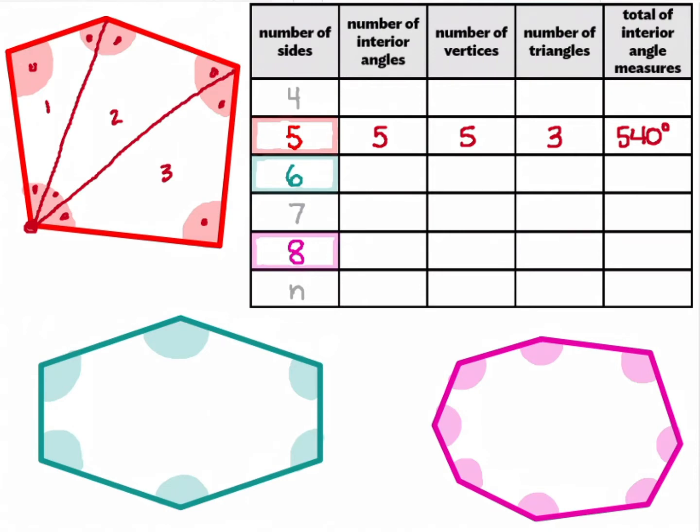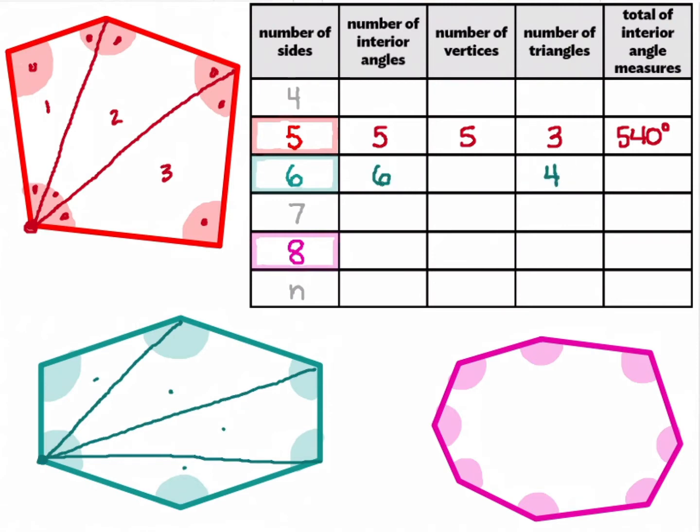Let's look at the hexagon. Pick a vertex, connect, connect, connect. How many triangles? 1, 2, 3, 4 triangles. There's 6 interior angles, 6 vertices, and 4 triangles. 4 times 180 is 720. So those 6 angles on the inside of any convex hexagon would add up to 720 degrees.